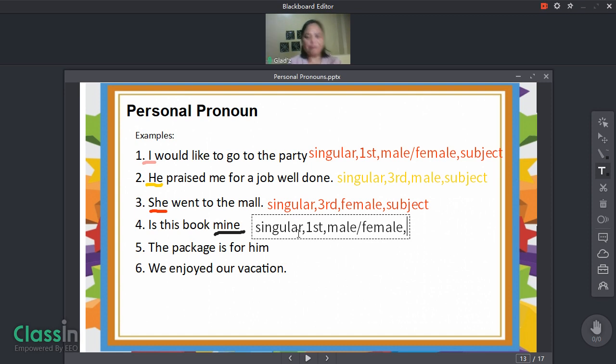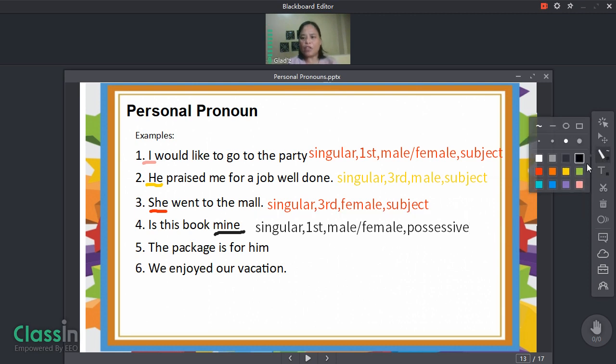And then how it is used in the sentence. Analyze carefully the sentence, class. Is this book mine? So that is a possessive pronoun, which shows ownership or possession of the book. Did you get it, class? Next, let's move on to number five.